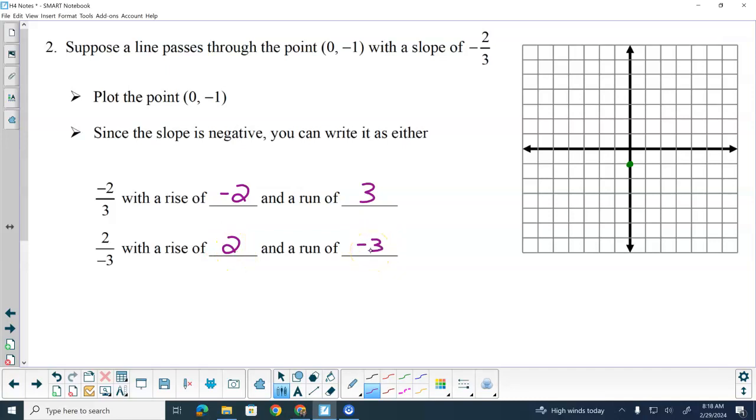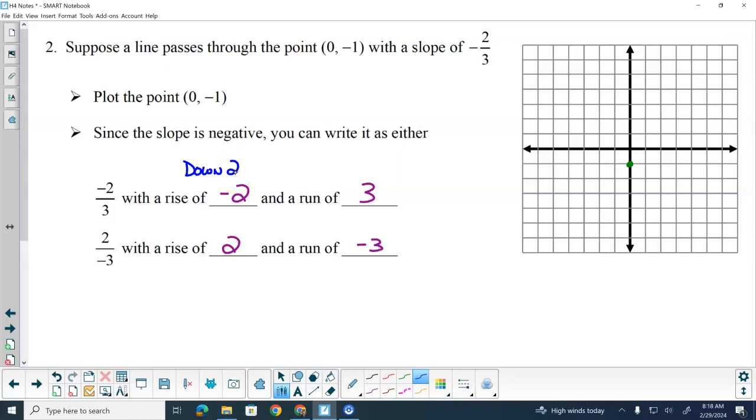Now, let's add in directions to go along with that, okay? Rise is up and down, right? So a rise of -2, is that up 2 or is that down 2? Down 2, okay? So this one would be down 2.